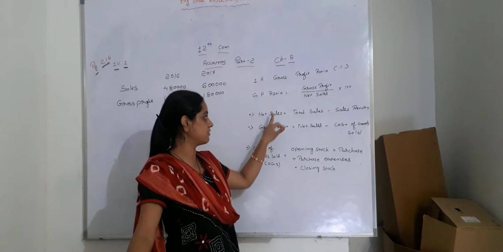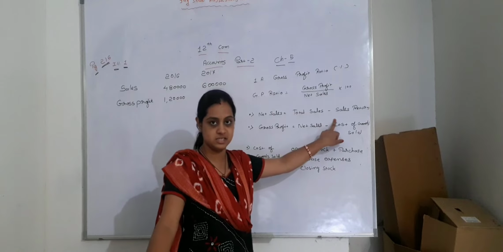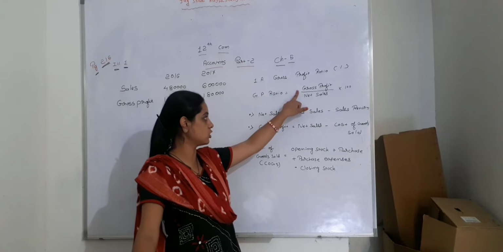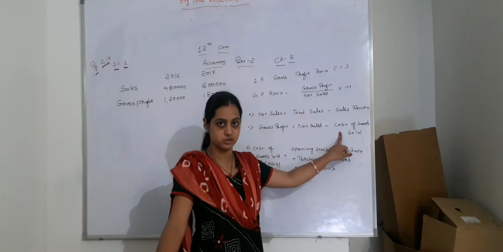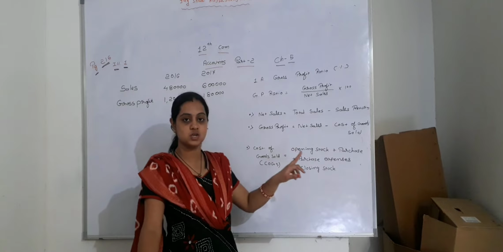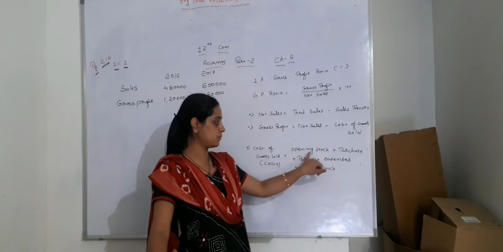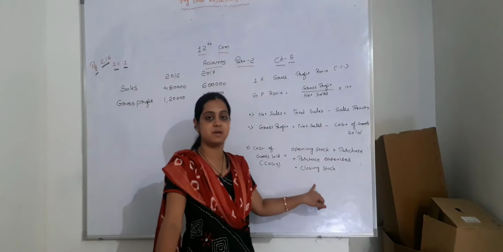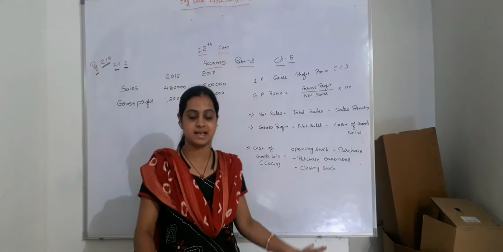If they have not given net sales, then we will find it by total sales minus sales return. If they have not given gross profit, then we will find it by net sales minus cost of goods sold. And if they have also not given cost of goods sold in the question, then we will find opening stock plus purchase expense minus closing stock, right? We have already discussed this in our last lecture.